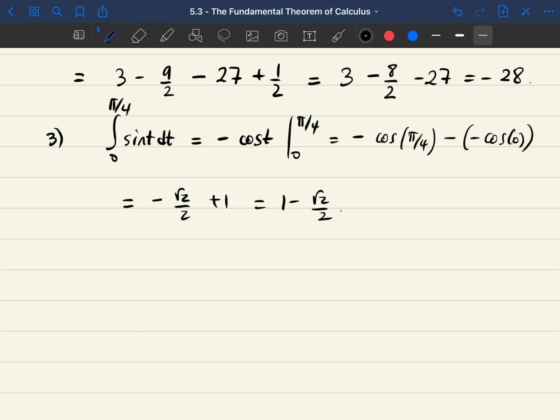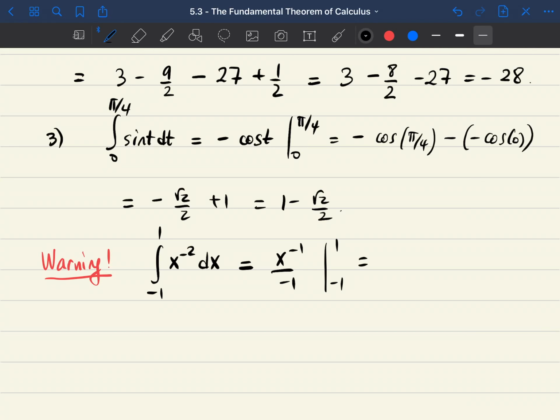Now I have to warn you here because you cannot do this at free will, okay? So warning. If, for example, you have, let's say, the integral from -1 to 1 of x to the -2 dx, then you'd say, of course, I can do the power rule for integration, so x to the -1 over -1 from -1 to 1, so this would be 1 over -1 minus, then you have -1 over -1, so this would be -2.